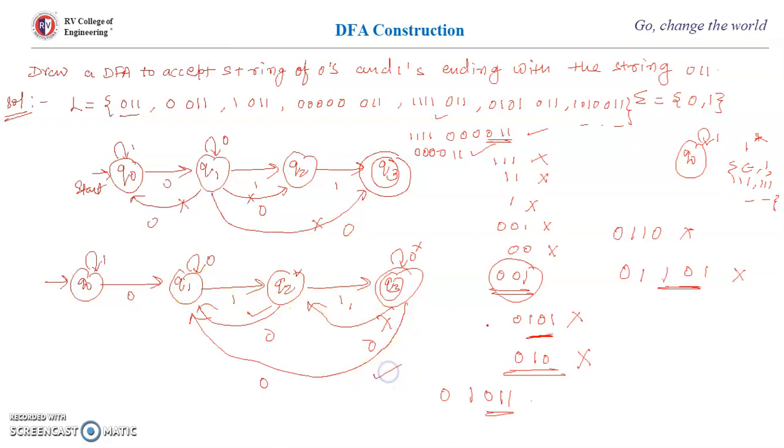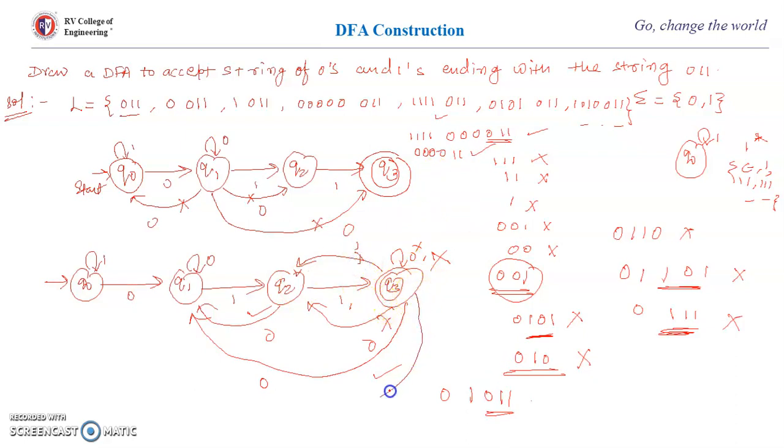Same way for 1 also. If I put a self loop of 1 here, what happens? 0 1 1 1. So 0 1 1 1 ends with 1 1. This is wrong, so a self loop of 1 is not possible. If I send 1 here, what happens? 0 1 1 1 1. It will end with all 1s only, so that also is wrong.